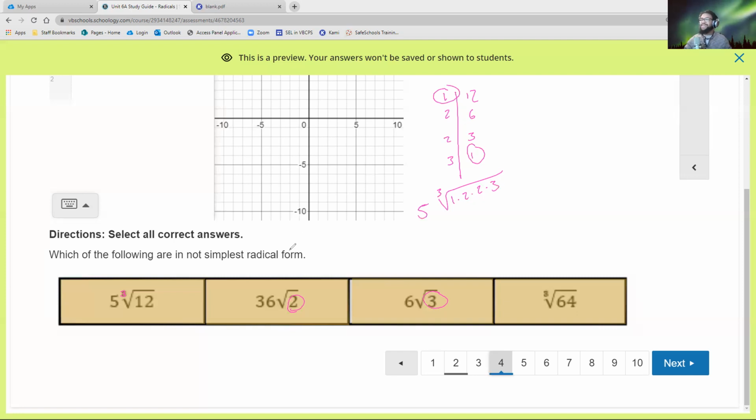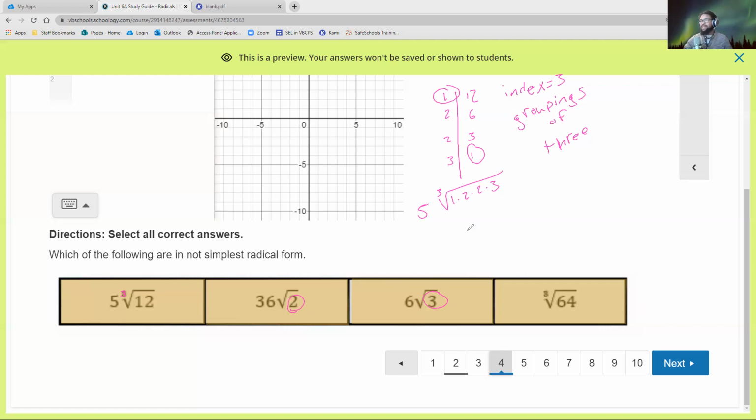And since my index is 3, that means I'm looking for groupings of 3. I'm looking for groupings of 3 when I do this. Now, when I look under my radical, I don't have any groupings of 3.